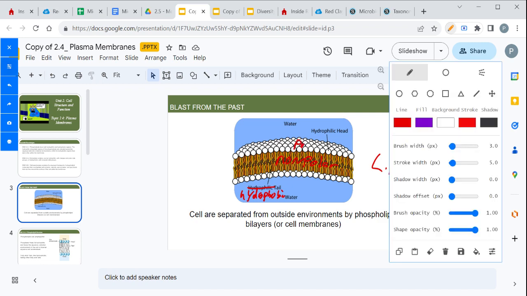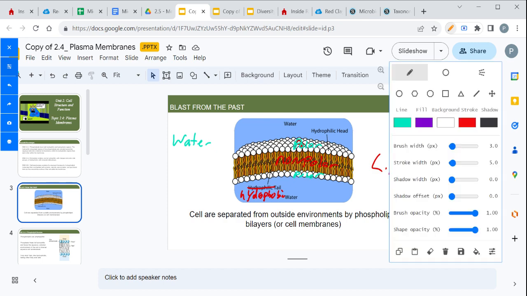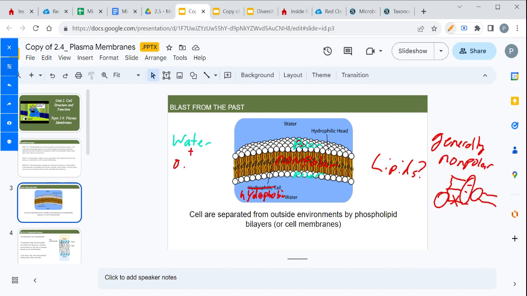Let me do that in a different color so that we can keep track of the stuff. So you're going to have polar up here and polar over there. And how things work: if you try to mix water with oil, we know that they don't mix. The water will want to interact with other water, while the oil, or the nonpolar stuff, is only going to want to work with nonpolar. This is why it orients itself the way that it does.